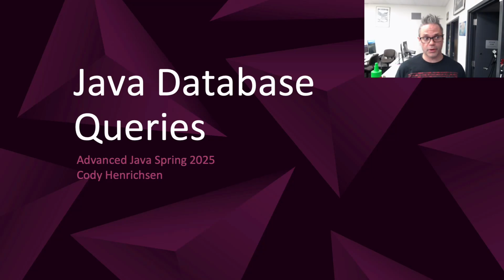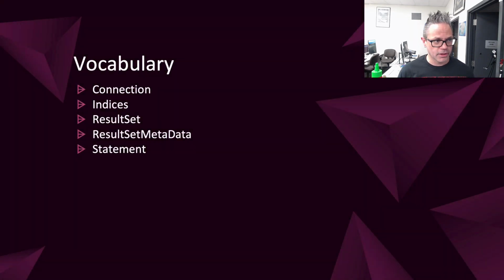Welcome. We're going to be taking a look at how we can do some Java database queries so we can do a further look at how to integrate Java and database information into our projects. Some of the vocab we have to make sure we talk about: connection, indices, result set, metadata, and statement. If you have other vocab questions, of course, take a look at the videos that go along with this to see more information as you go through the process.